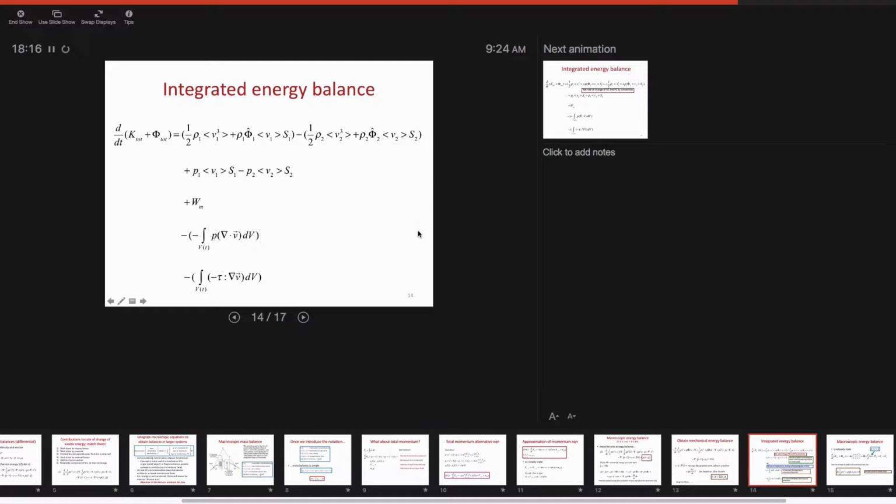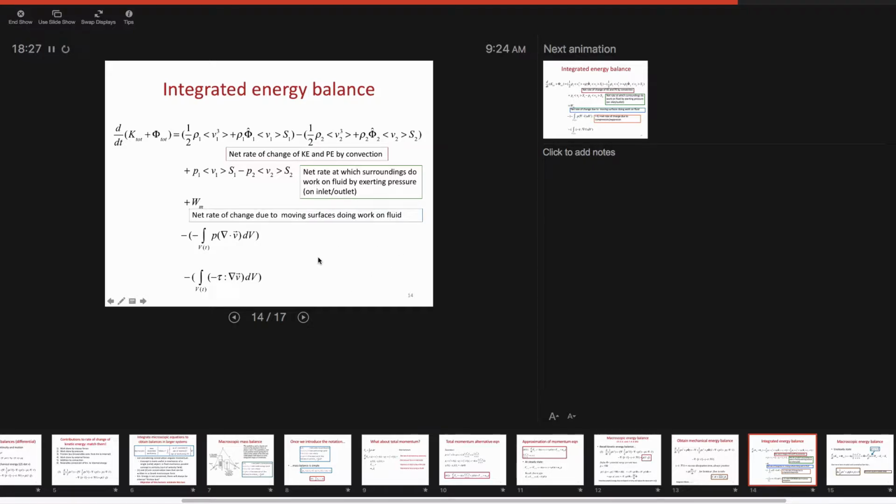Then I integrate the work of the pressure forces, the work on the fluid by pressures at the inlets and outlets. I have the net change due to moving surfaces doing work on the fluid. I have the net change due to compression and expansion within the system if I have compressible fluids.